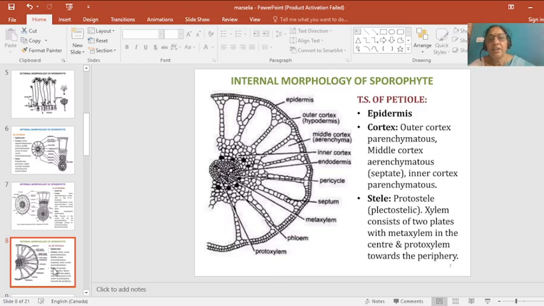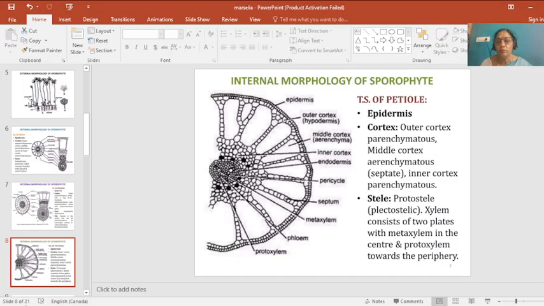If you see the TS of the petiole, it is again differentiated into epidermis, cortex, and the stele. The epidermis is single layered without any intercellular spaces. Then inner to the epidermis is the cortex, made up of outer parenchymatous cells, middle aerenchymatous cells, where the aerenchyma is again septate, and the inner cortex is made up of parenchyma.